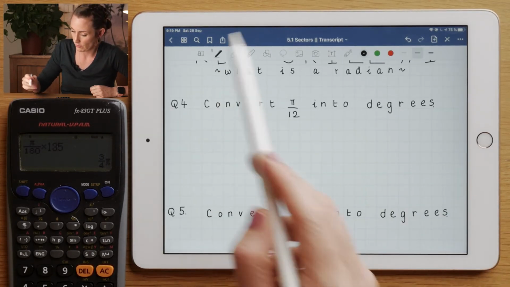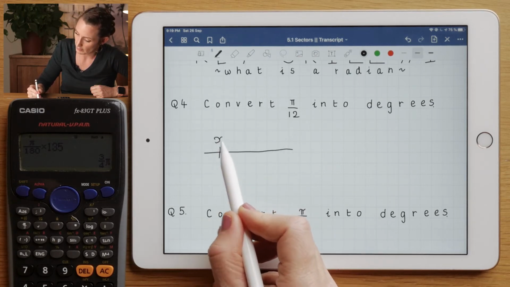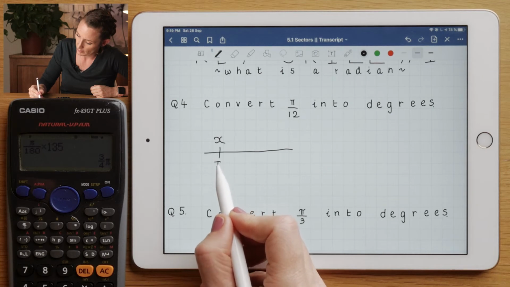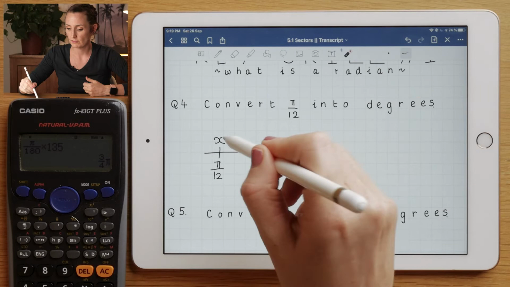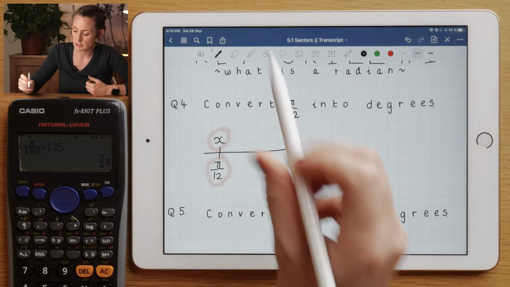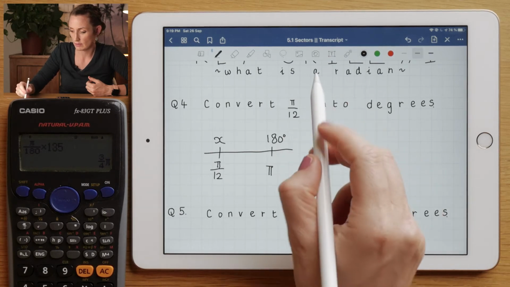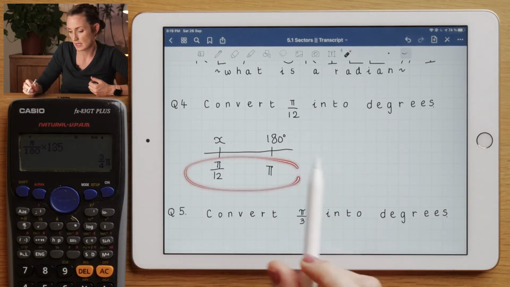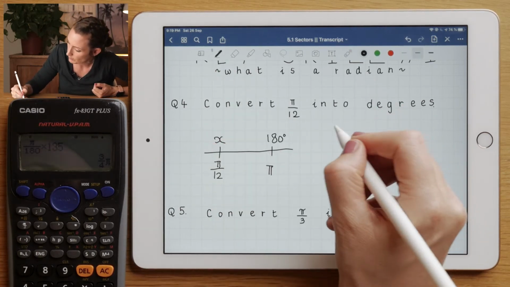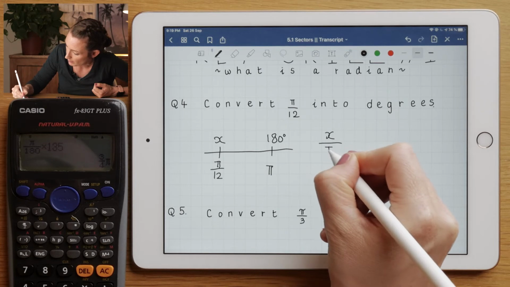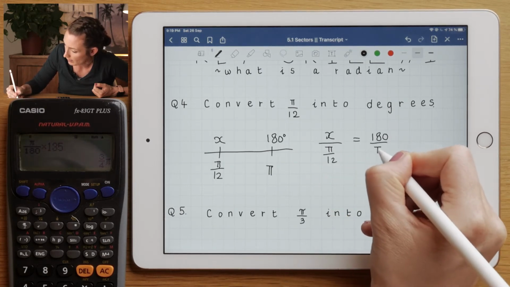Slightly more complicated the other way, but the same process. We don't know the degrees, but we know the radians would be pi over 12. Now I'm flipping it the other way because what I want to find is degrees and what I know is radians. So over here I need to put pi and up here 180 degrees, because my radians need to be in a line together and my degrees in a line together. So now it would be x divided by pi over 12 equals 180 divided by pi.